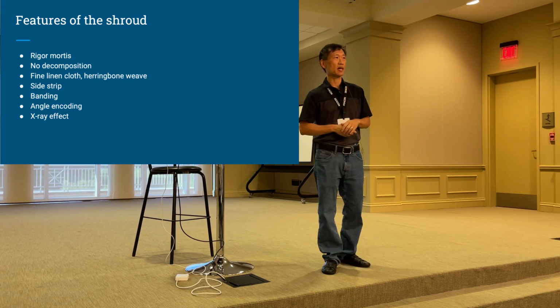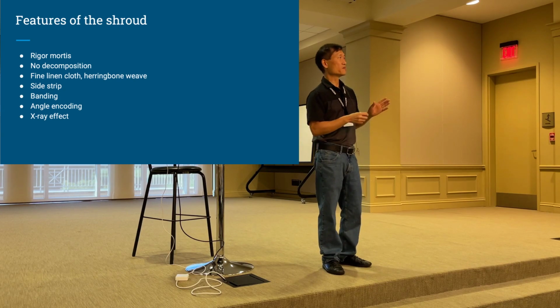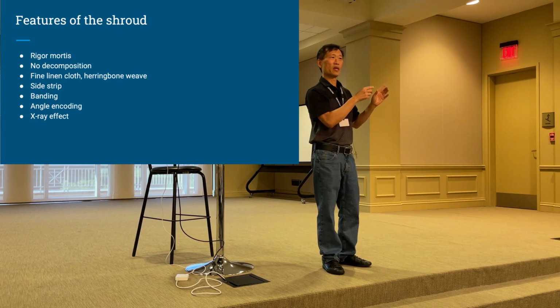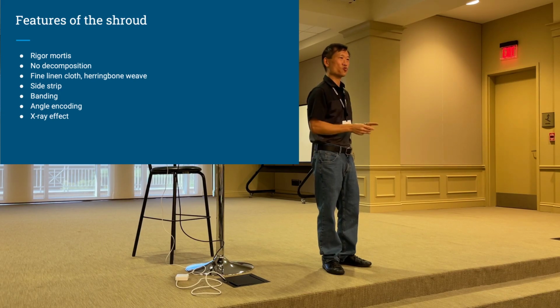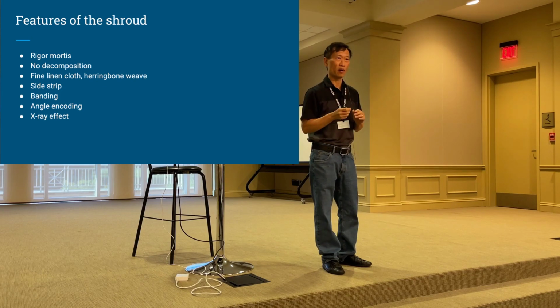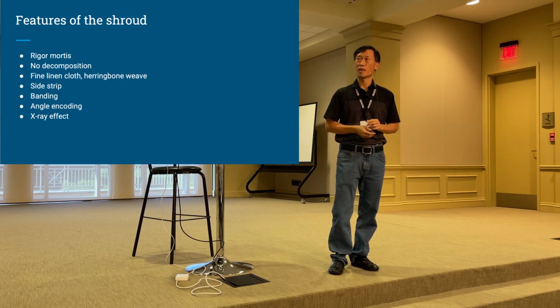We talked a little about the side strip. Maybe I'll show a little picture of it later, but there is a side strip that is cut from the main piece of the shroud, probably about 3 inches wide, and has been sewn back on. That is referred to as a side strip.